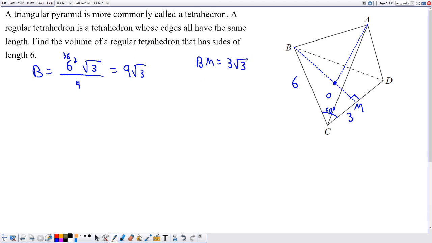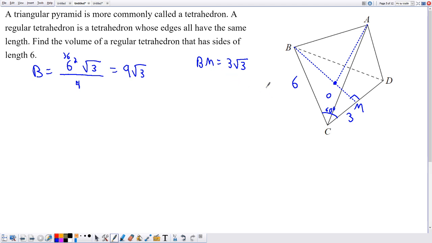And in fact, if you wanted to calculate the area the normal way, 1/2 base times height, your height you now know is 3 root 3 times the base, 6, times 1/2. 1/2 times 6 is 3. 3 times 3 is 9. Get the square root of 3 to get the base area like the way we found it over here. Aside from that, we know what BM is.